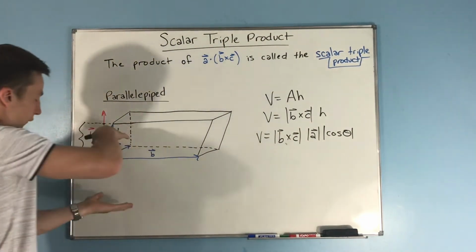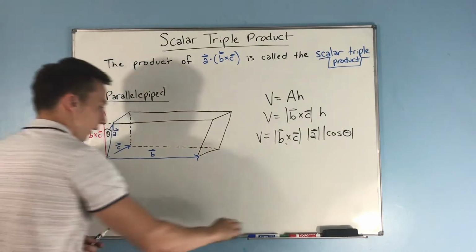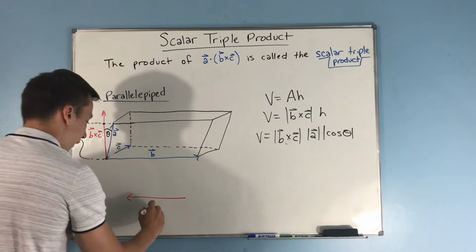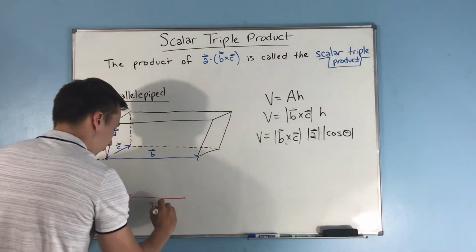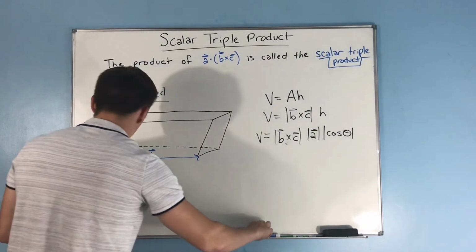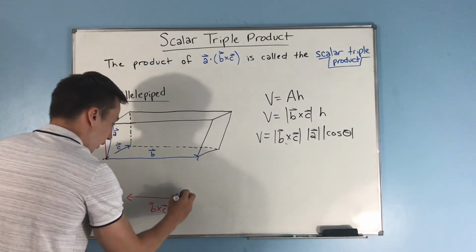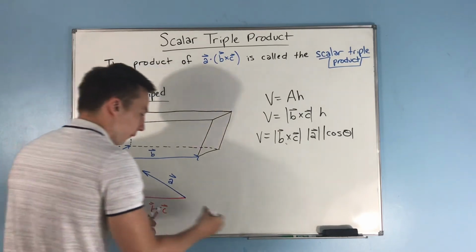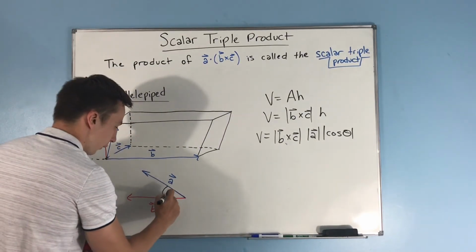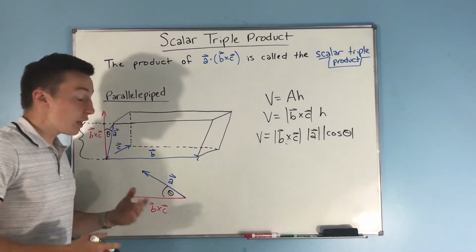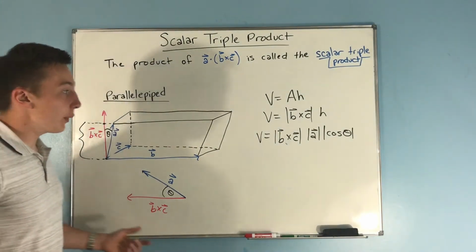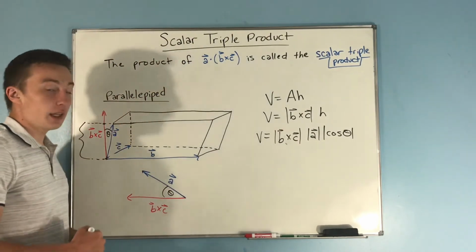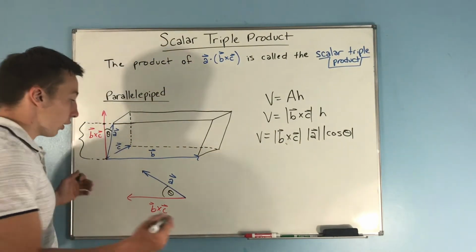Well, if I flip it like this, it might be a little easier to see. So let me go ahead and do that. This vector right here is going to be B cross C. Okay, and then we'll have vector A up like this. Okay, and then the angle right here is going to be theta. Now what we can do from here to figure out how we got this magnitude of A times the absolute value of cosine theta, we can just find cosine theta here.